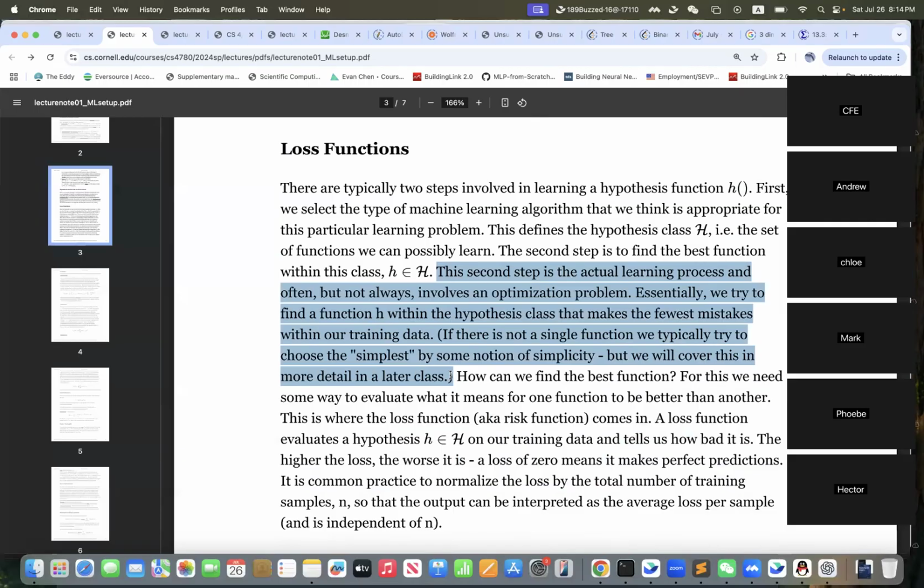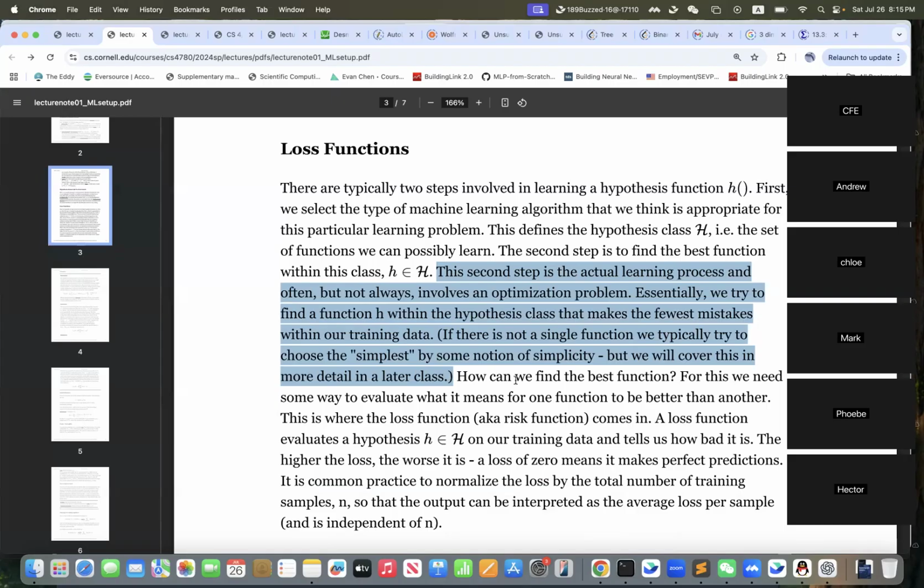This second step is the actual learning process and often, but not always, involves an optimization problem. Essentially, we try to find a function h within the hypothesis class that makes the fewest mistakes within our training data. If there is not a single function, we typically try to choose the simplest by some notion of simplicity, but we will cover this in more detail in a later class.